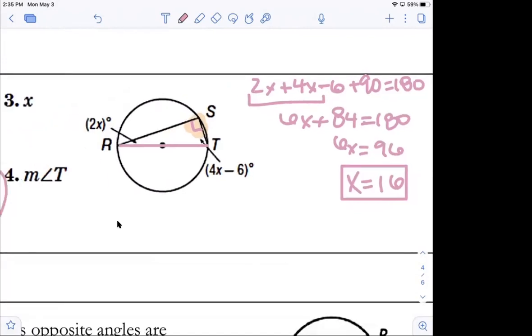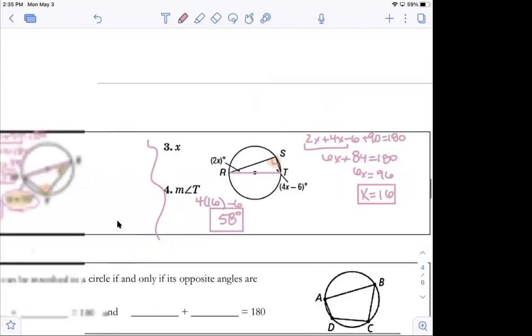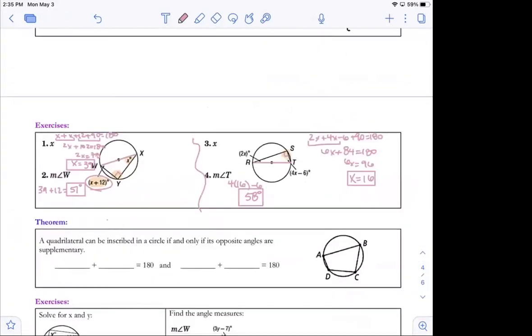And then the last thing says measure of angle T, which is 4x minus 6. So I'm going to do 4 times 16 minus 6, and that gives me 58. And put a little degree sign next to it because it's angle T. Everybody doing okay with that so far?